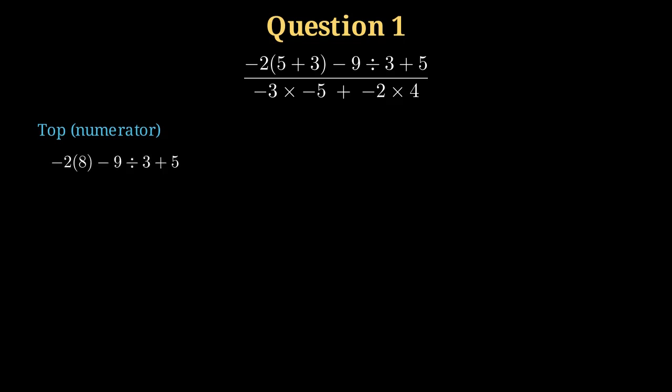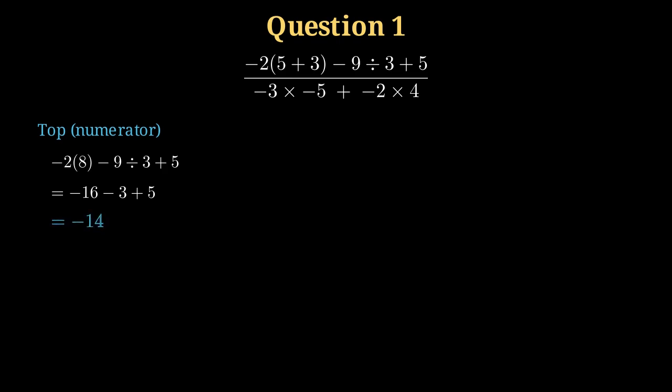Following BODMAS, brackets come first. Inside the bracket we have 5 plus 3, and 5 plus 3 is 8. So we can replace the bracket with 8. Now, still on the top, we look for multiplication and division, before any adding or subtracting. -2 multiplied by 8 is -16, and 9 divided by 3 is 3. So the top now reads, -16 minus 3 plus 5.